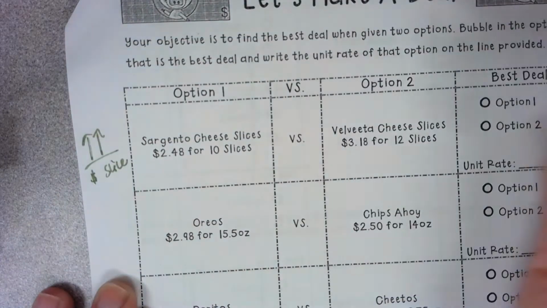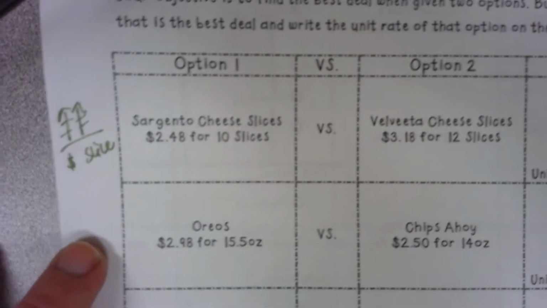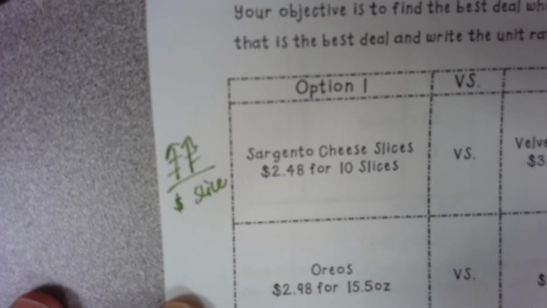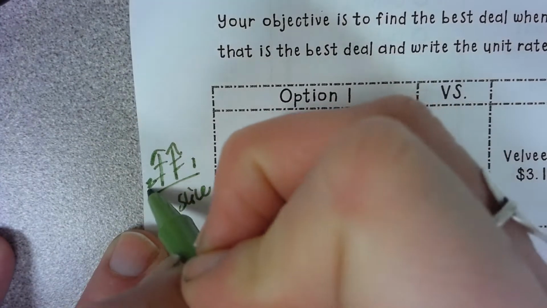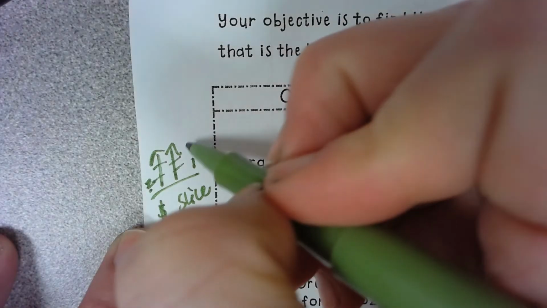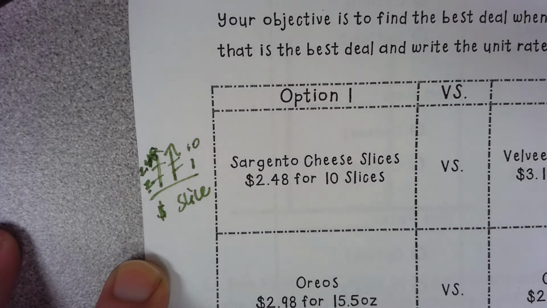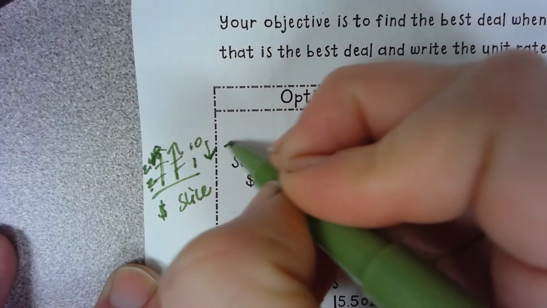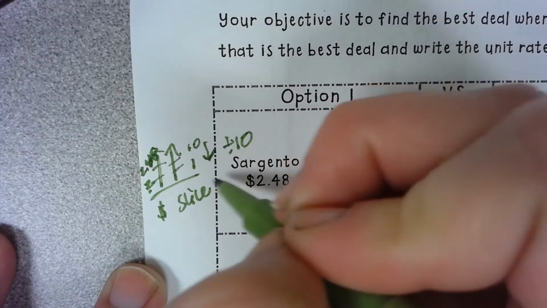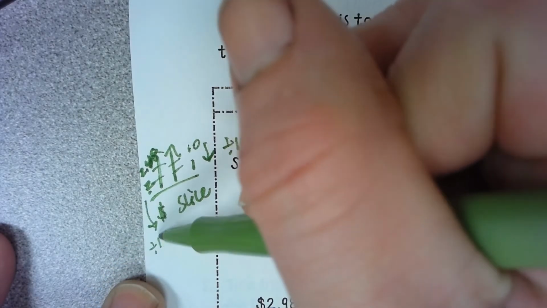Okay, now I do my little 4 here, and I'm going to figure out for Sargento cheese, 10 slices. I'm trying to find per slice. So 1 goes here, question mark goes here, and then 10 goes here, and $2.48. I apologize, this is so small. $2.48 goes there. Okay, so I'm going to do my missing piece between this and this, divide by 10. What I do on one side, I have to do on the other. So I will end up doing $2.48 divided by 10. I'll do it down here.